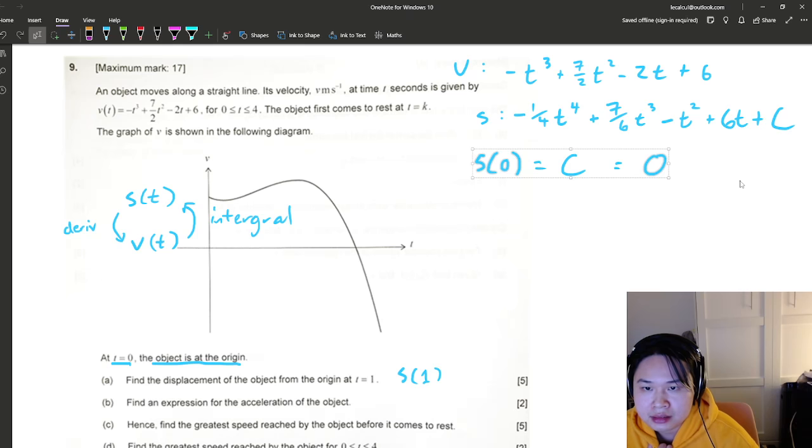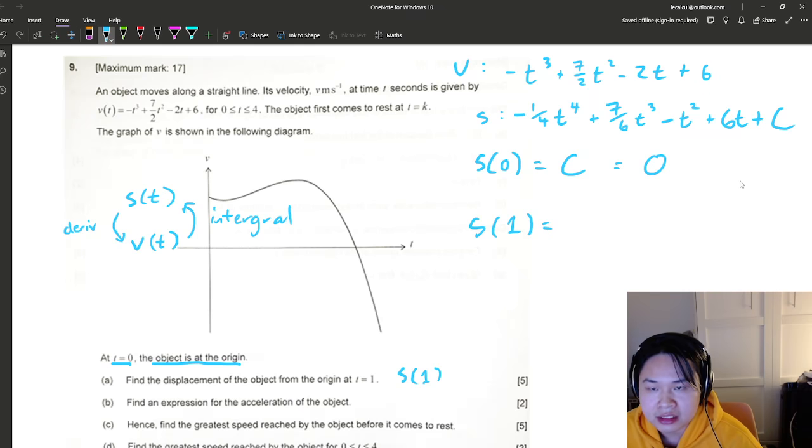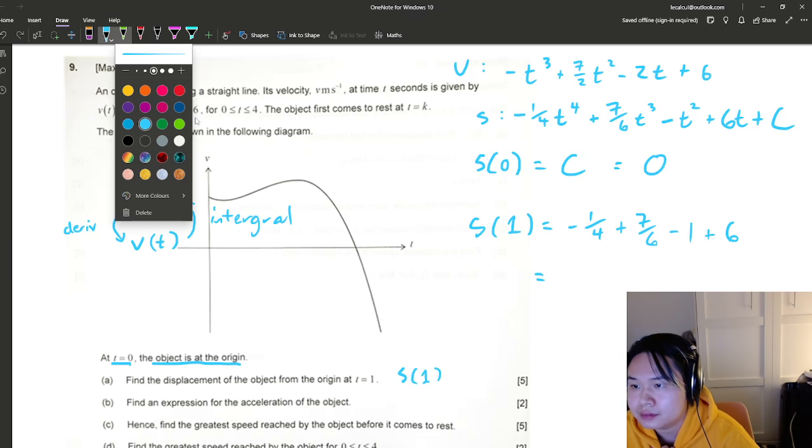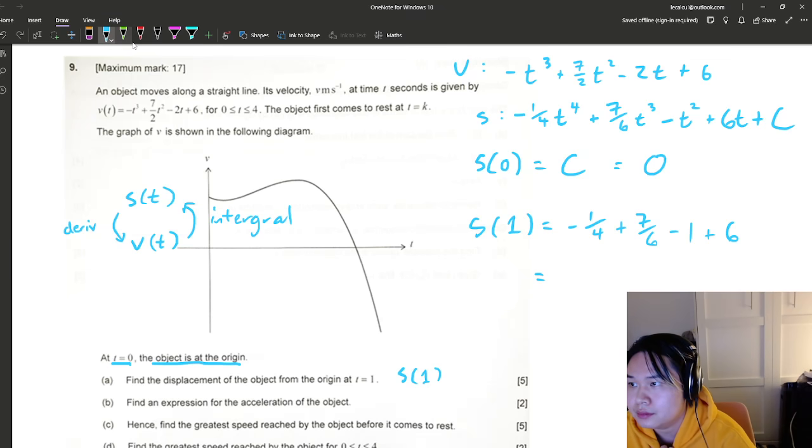Okay, nice. Then we can find the displacement at 1. So if I plug in 1, then all I have are the coefficients of t. So I'm adding all of these together. Why would they do this to you? Ugh, fractions without a calculator? Well, they can both be 12, right? Okay, so this is going to be 3 over 12. And this is going to be 14 over 12.